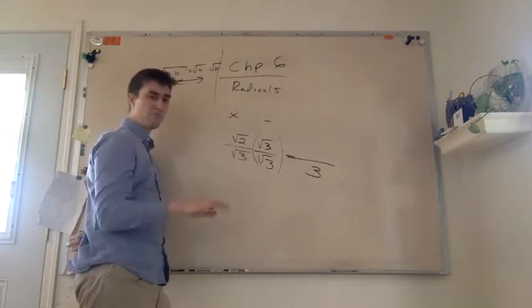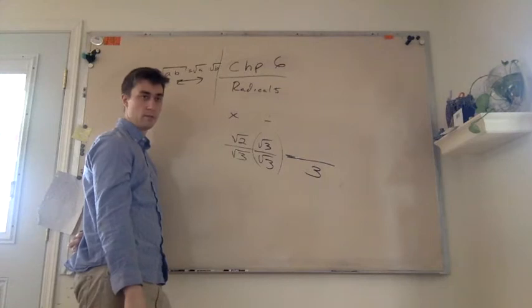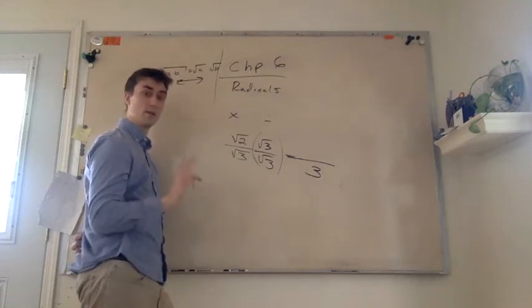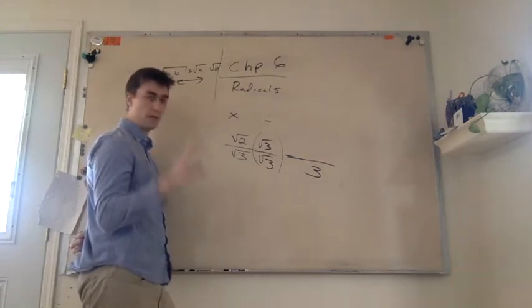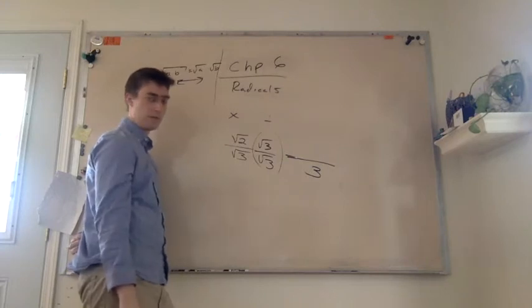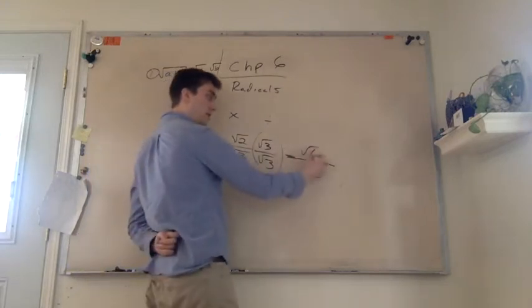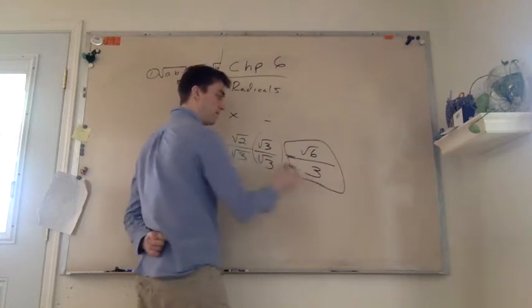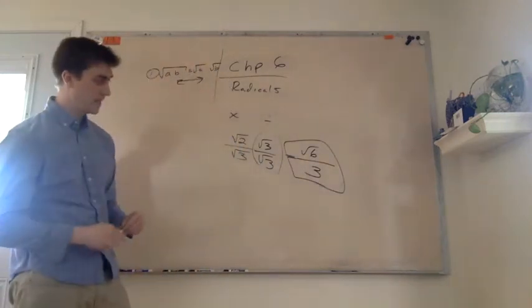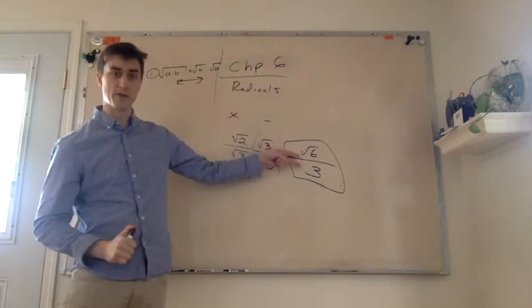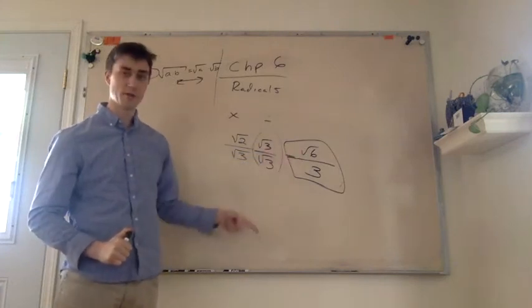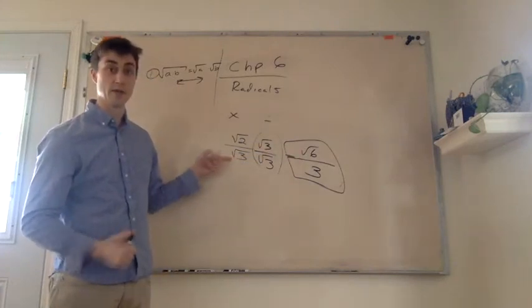And then on the top, it doesn't matter. Top can be anything, right? You don't have to rationalize the numerator. Square root of 2 times square root of 3 is the square root of 6. So there you go. That's the same fraction, but it has a rational denominator now rather than a radical.